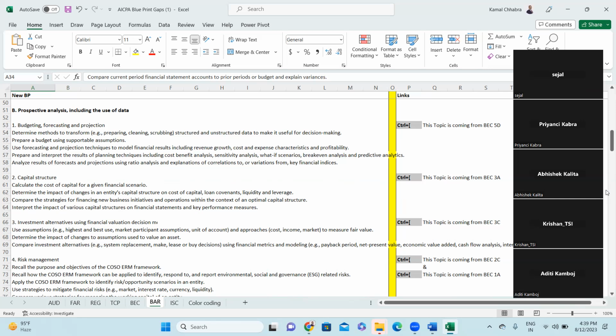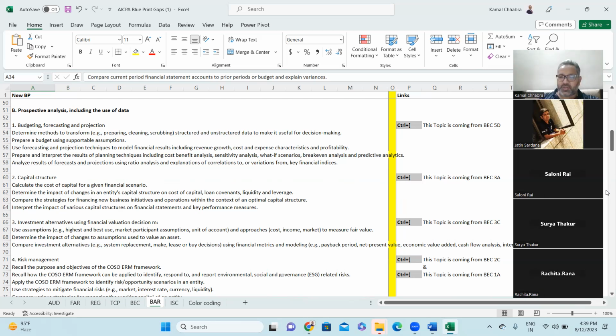Okay. I'm saying EY allows data analytics after you are staff 3 and above. Okay, once you reach third year staff.